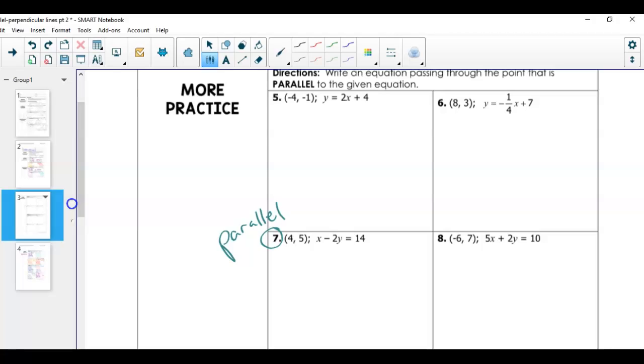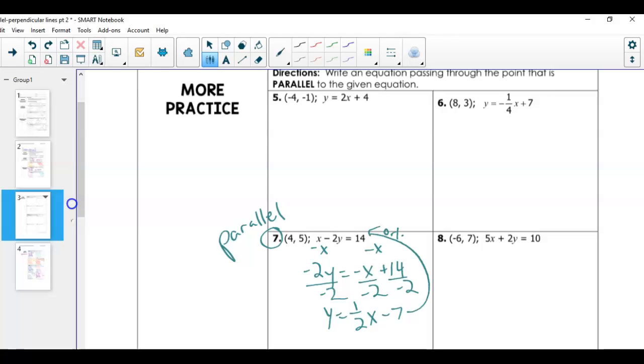So we're given an equation, we're given an ordered pair. I see that this equation is in standard form, sorry, and I need to convert it to slope-intercept form. So I'm going to go ahead and do that. And divide everything by -2. So y equals positive 1/2 x minus 7. So that's my original.